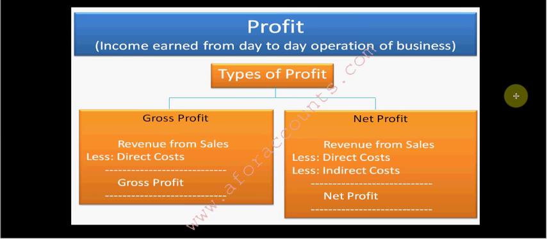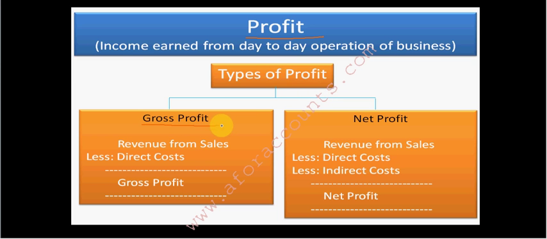Okay, profit. I told you that there is a difference between profit and revenue. So let's talk about profit. Profit is income earned from day-to-day operations of business. As I told you earlier, if my business is to sell cement bags, then I will generate profit from selling cement bags after deducting the expenses. So let's learn more about it. Types of profit. Now what are the types of profit?